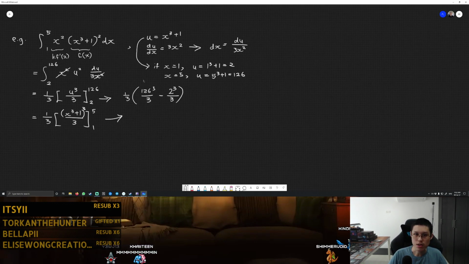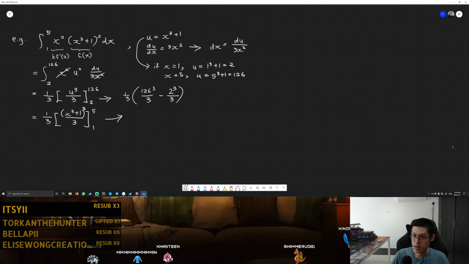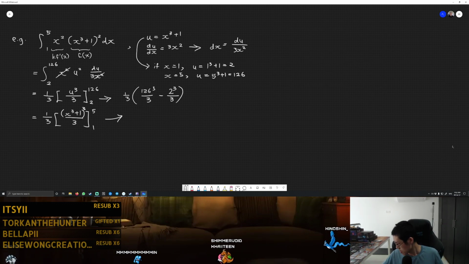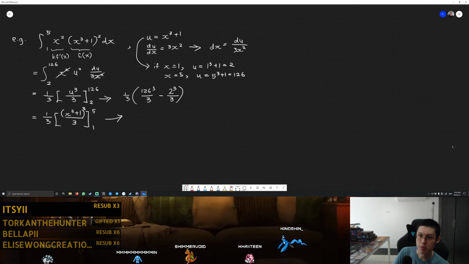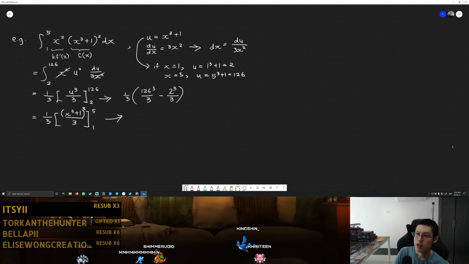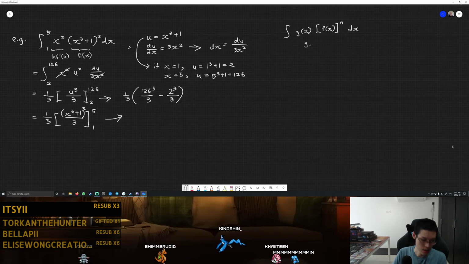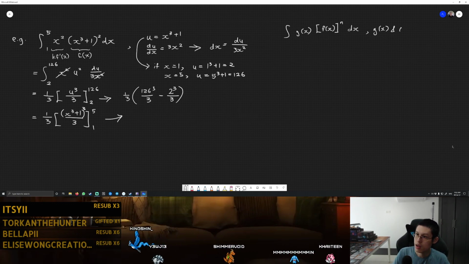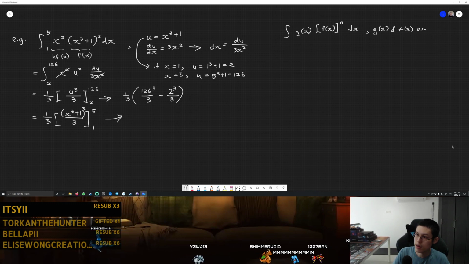Okay, so right, there's actually another kind of integration by substitution that I haven't shown you. So let me just show you that. This happens when you're integrating g(x) times f(x) to the power of n dx, such that g(x) and f(x) are linear, and n is not -1.